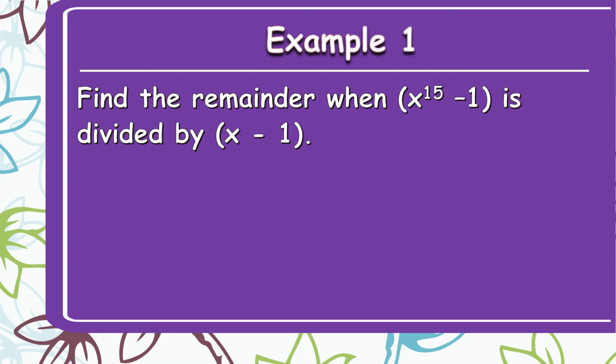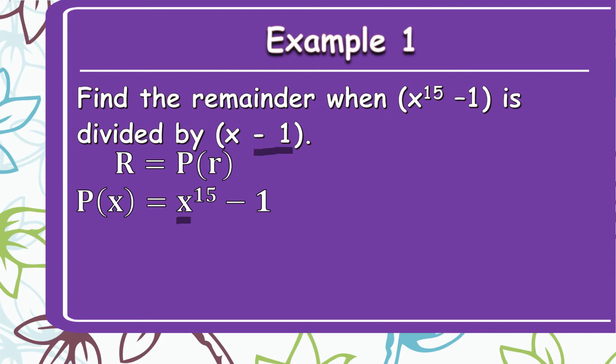So, according to the remainder theorem, R is equal to p of r. So, ibig sabihin, lahat ng x variable natin ay papalitan natin ng r value. So, kung ang p of x is equal to x raised to 15 minus 1, itong x na to ay papalitan natin ng r. So, ano ba yung r natin? So, yung r natin is yung constant value ng ating divisor, then i-change natin siya ng sign. Kung negative 1 yan, magiging positive 1 yung ating r. So, papalitan natin yung x na to ng positive 1. So, ang p of r is equal to positive 1 raised to 15. Then, just copy negative 1.